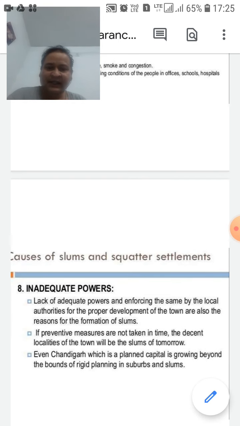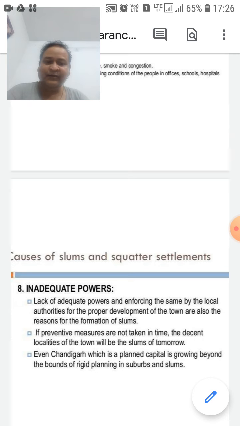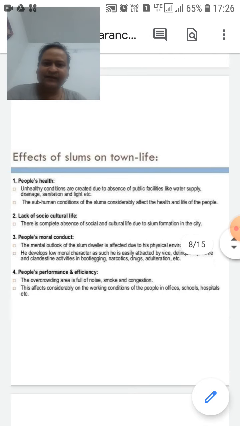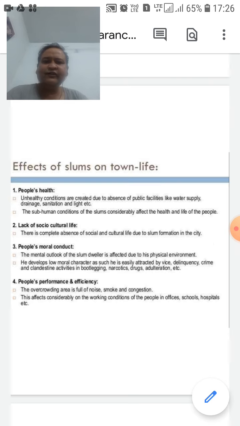Inadequate powers. Definitely, the lack of adequate powers of the local authorities in enforcing regulations for the proper development of the town is also a reason for the formation of slums. If preventive measures are not taken in time, the decent localities of the town will turn into the slums of tomorrow. Even Chandigarh, which is a planned capital by Le Corbusier, the French architect, is growing beyond the bounds of rigid planning in suburbs and slums.